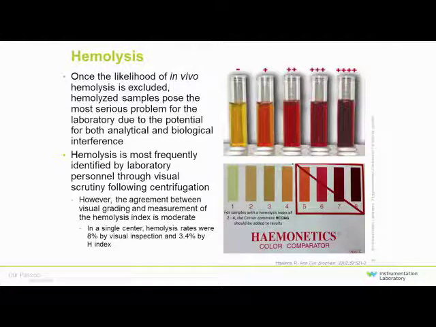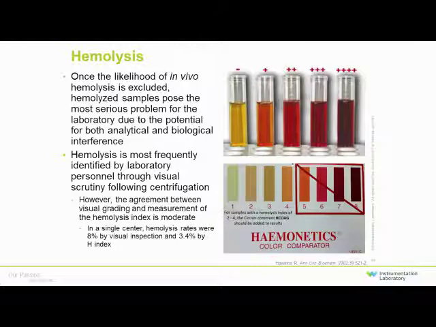Hemolysis, once you've excluded in vivo hemolysis, poses probably the most serious problem for us in the laboratory. And that's because there are both analytical and biological interferences. So hemolysis is most commonly identified through visual scrutiny after centrifugation. So when I left Emory, we had these charts, and anything above 4 was rejected. But as you can imagine, there's a lot of inter-individual variability in assigning a value to a hemolyzed sample. And this has been demonstrated in the literature. The agreement between visual grading and the measurement by an automated hemolysis index is moderate, but probably pretty poor.